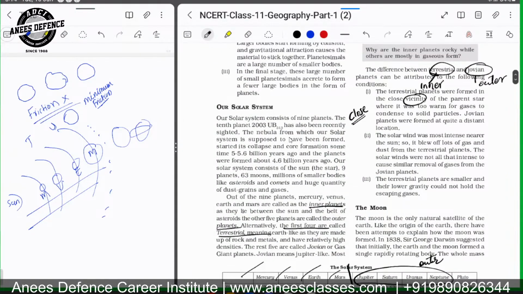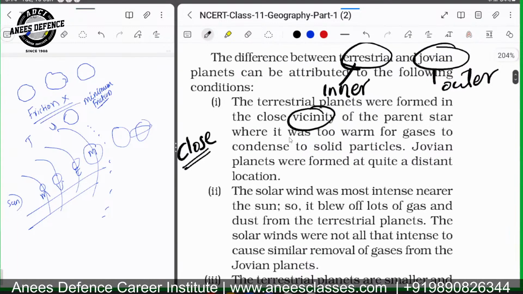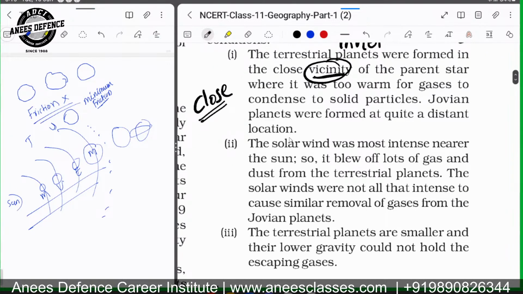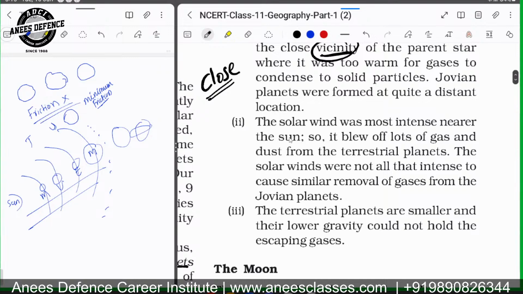Now the terrestrial planets were formed in the vicinity, that is closeness or proximity to the sun, where it was too warm for the gases to condense to solid particles. Jovian planets were formed at quite a distant location away from the sun. The solar wind was most intense near the sun, so it blew off a lot of gas and dust from the terrestrial planets.